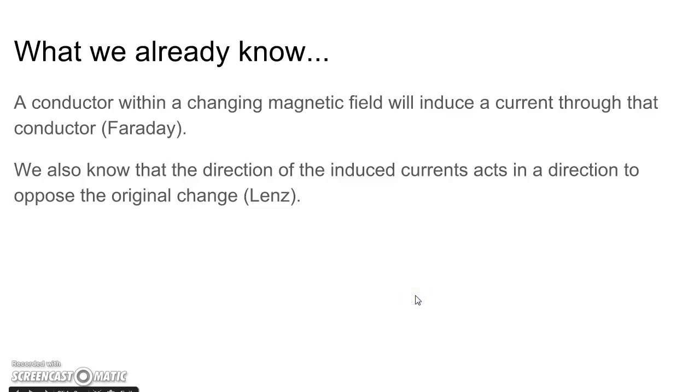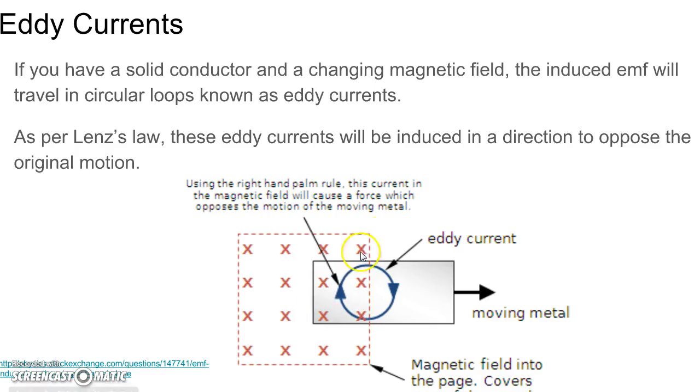Okay, so what we already know, the first dot point there, is about Faraday. We know that a conductor within a changing magnetic field will induce a current through that conductor. We did that as a prac as well, where we had a magnet moving inside a coil. So we're moving a changing magnetic field and we induced current in the coil. We also know that the direction of the induced current acts in a direction to oppose the original change. That's Lenz's law. So we know that one, we will induce a current, and two, we also know what direction that current will go in.